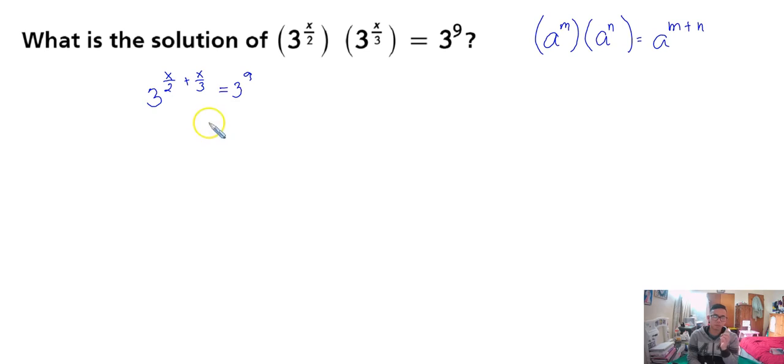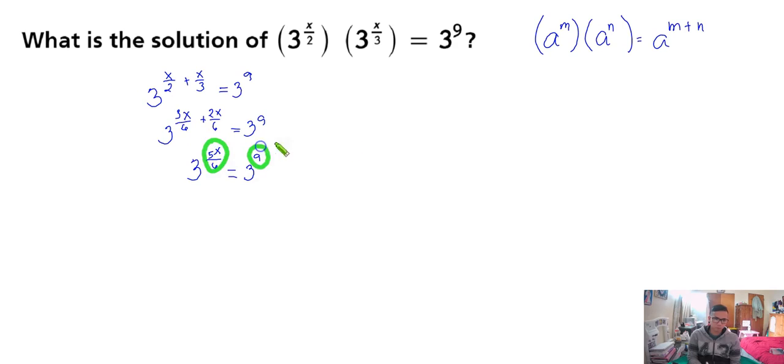The common denominator of 2 and 3 is 6, so it will become 3x over 6 plus 2x over 6, which is equal to 3 raised to 9. Now, because they have the same denominator, we can say that 3x plus 2x is 5x over 6. So that is now 3 raised to 5x over 6 is equal to 3 raised to 9. I just want to put an emphasis on this one because they now have the same base.